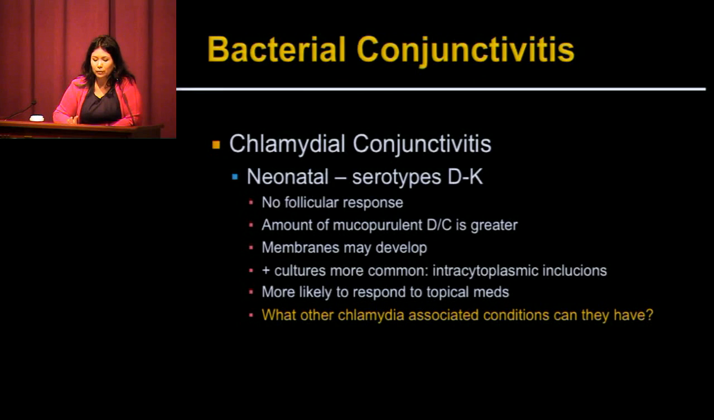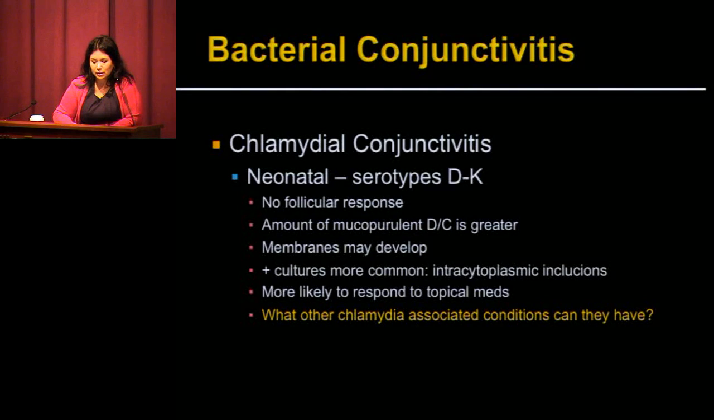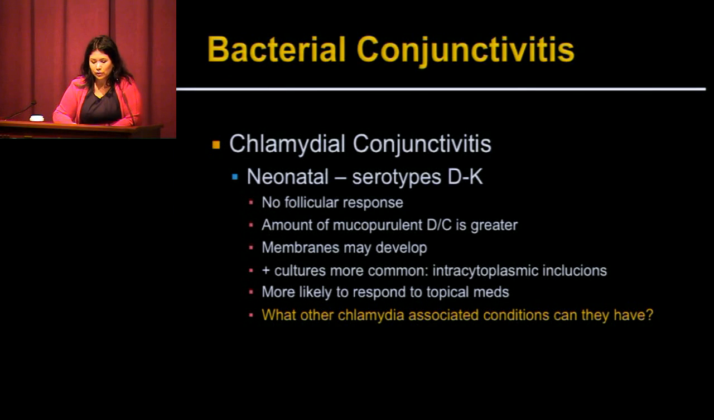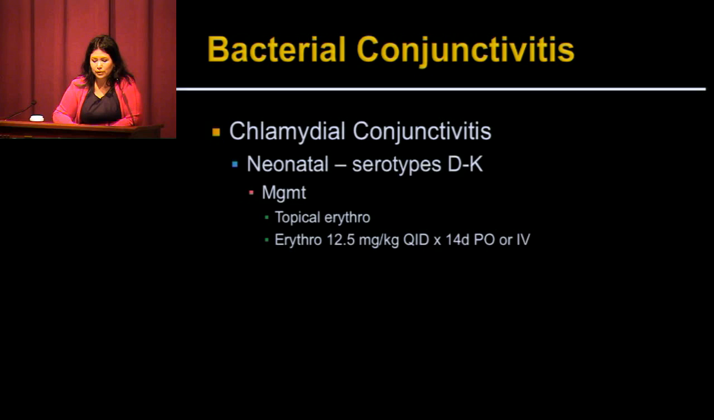They're different from adult inclusion conjunctivitis because there's a lot more mucopurulent discharge. You get more membranes, and more commonly the cultures are positive, and you find intracytoplasmic inclusions. And they're more likely to respond to topical medications. Erythromycin ointment usually is what you use for that. And we already talked about that, but what other chlamydial-associated conditions can they have? You have pneumonitis. Pneumonitis and otitis media are the two main ones, so you want to treat those. Topical erythromycin and erythromycin PO for 2 weeks, or IV, sorry.